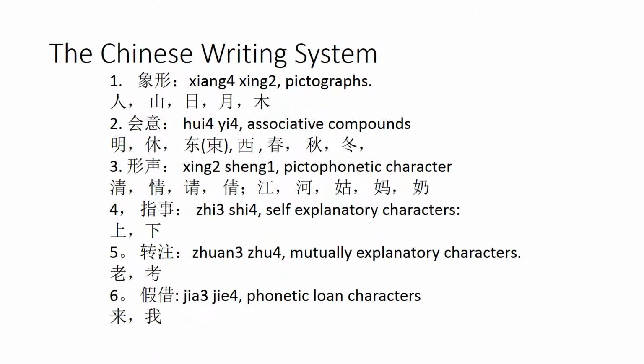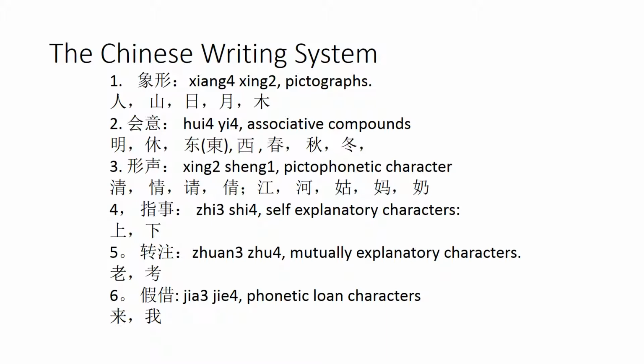Ren. The second character, Shan, looks like the hills or mountains. The third character, Ri, looks like the sun. The fourth character, Yue, looks like the crescent moon. The fifth character, Mu, looks like the trunk and branches of a tree, so it means tree.